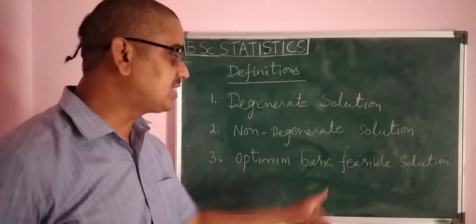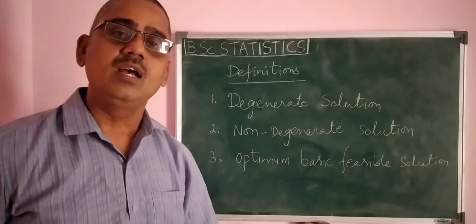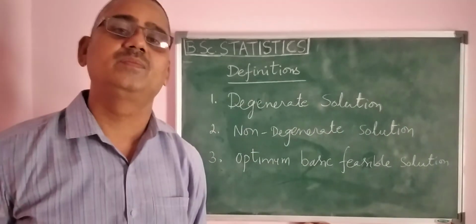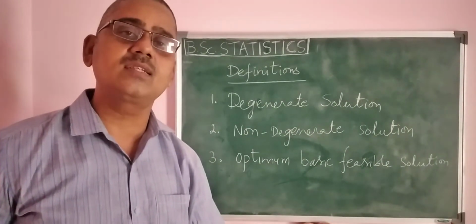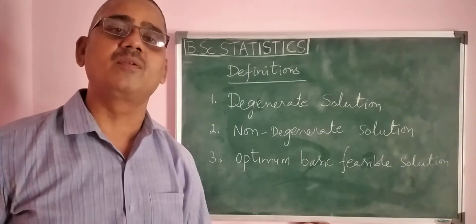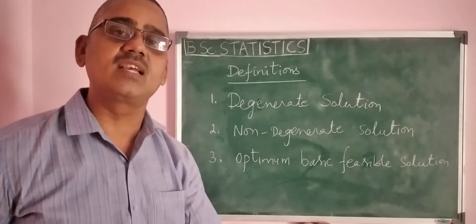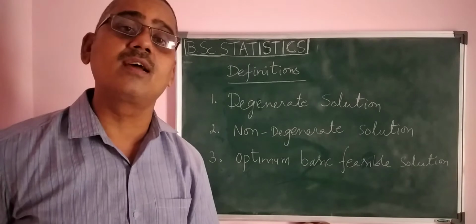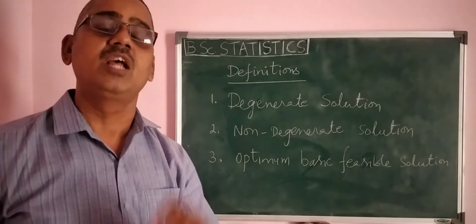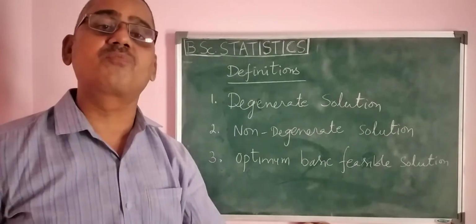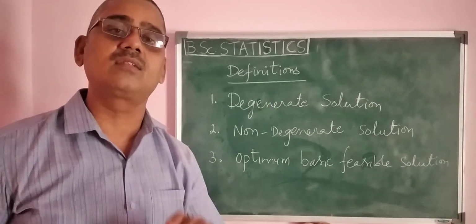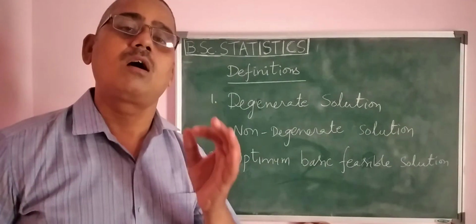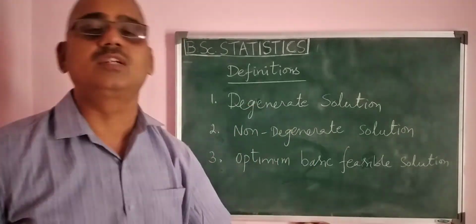So here, the definition is that a basic feasible solution optimizes the objective function, that is, either maximizes or minimizes the objective function. Then it is called optimum basic feasible solution. That is, a basic feasible solution is called an optimum basic feasible solution if it optimizes the objective function, that is, maximizes the objective function or minimizes the objective function. Then it is called optimum basic feasible solution. Hope you understand.